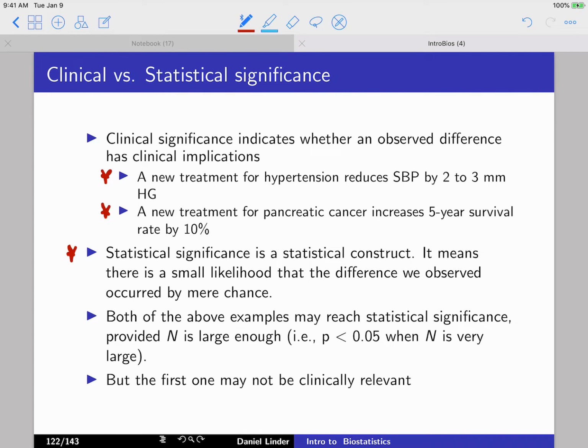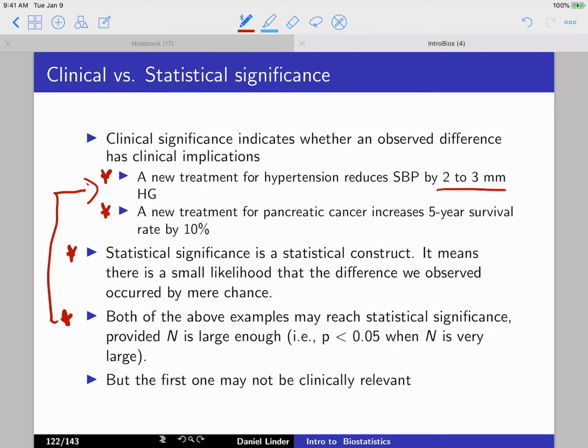So in both of these examples that I've pointed out above, if you were to do a study and you had a large enough N, then you may reach statistical significance in both of those studies. If you had a huge number of individuals in the study, in the treatment group and in the placebo group, and you did the comparison, you may wind up showing that a 2 to 3 millimeter of mercury difference in systolic blood pressure is statistically significant just because you had so many individuals in your study.